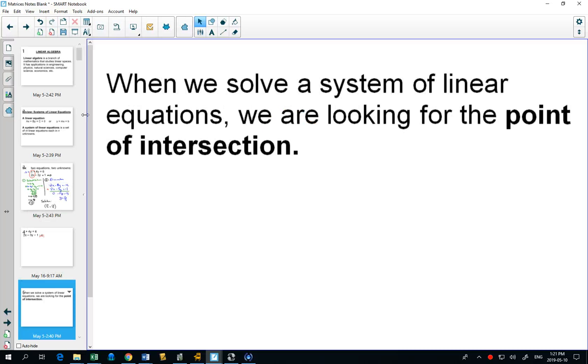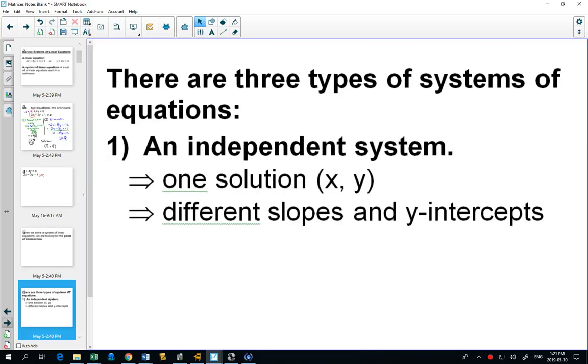So when we solve that system of linear equations, we're looking for the point where they intersect. Now, a couple of other things for review. When you are solving a system of equations with two lines, there's 3 different things that could happen. You could have what's called an independent system, where the one line crosses the other line and you have one solution.